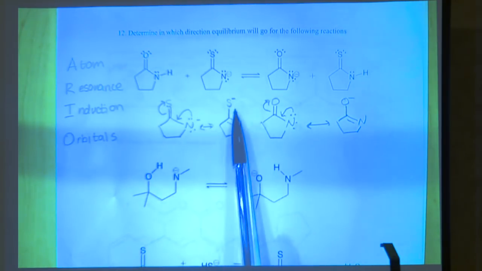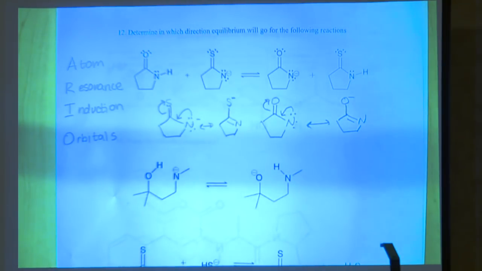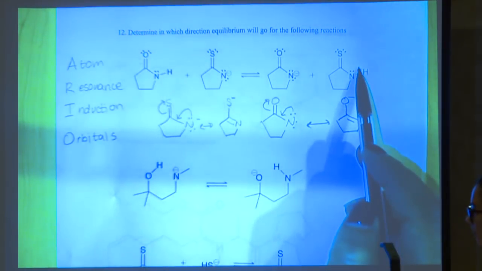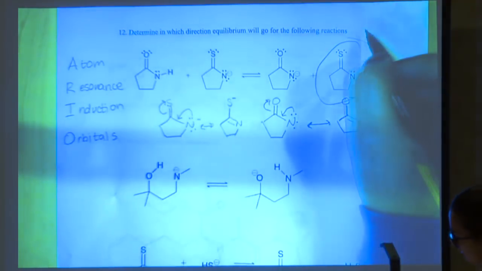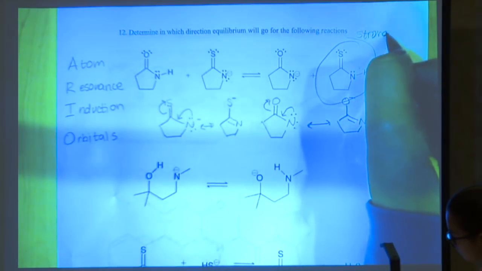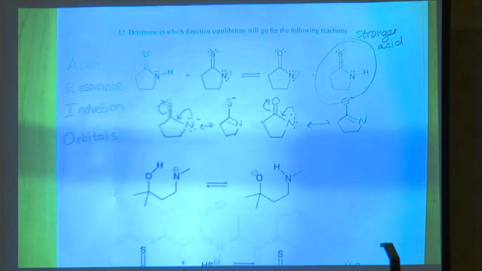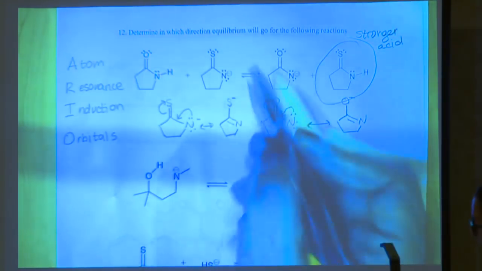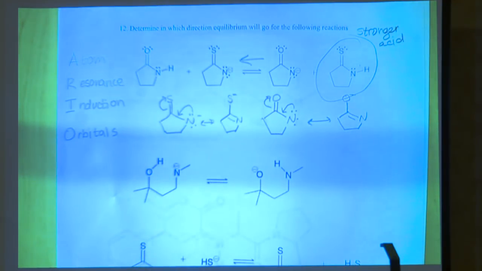So this is going to stabilize it more, telling us what? Which one's the stronger acid? This one? Okay, good. So this is our stronger acid. And our equilibrium goes in what direction? To the left. Good. Awesome. Did that make sense? Any questions on any of that?